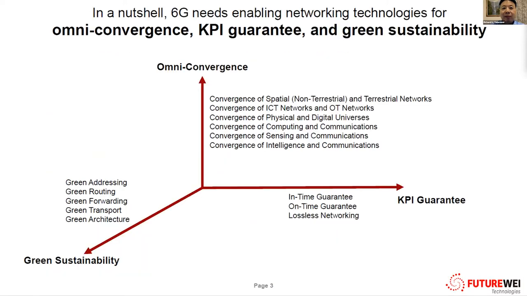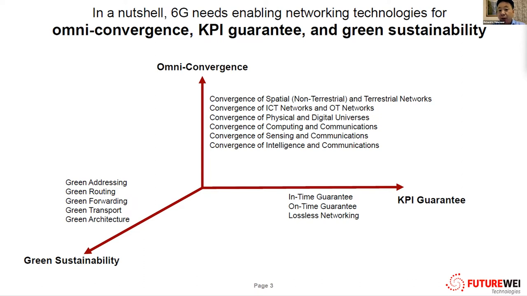Next slide, please. Many use cases and requirements have been proposed and discussed. I saw that Takehiro earlier also discussed some of them. As far as networking technology is concerned, there are three dimensional requirements. Number one, omni-convergence. Number two, high precision KPI guarantee. And number three, social sustainability. And Takehiro gave many cases and also building blocks, right? So how can we converge all of them in an open, standardized way?